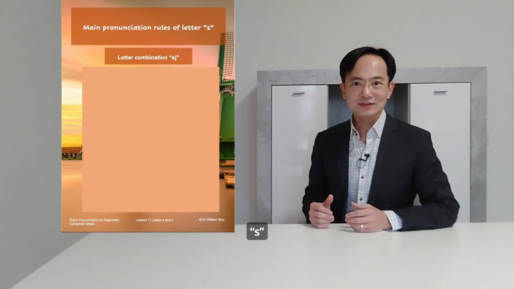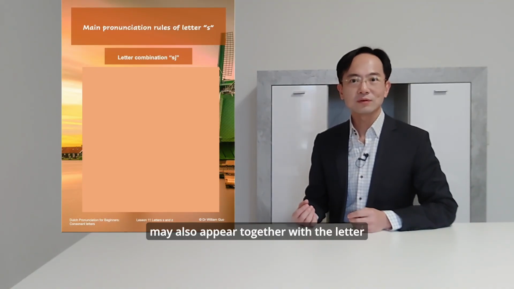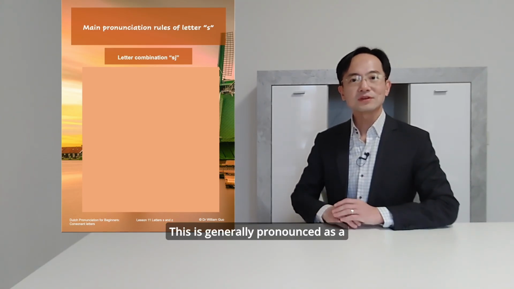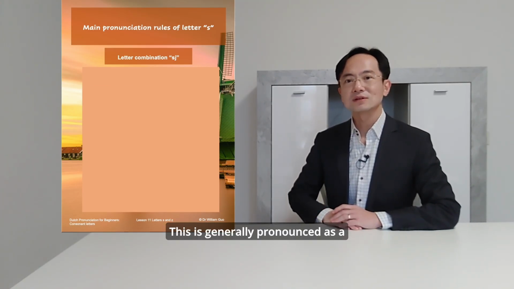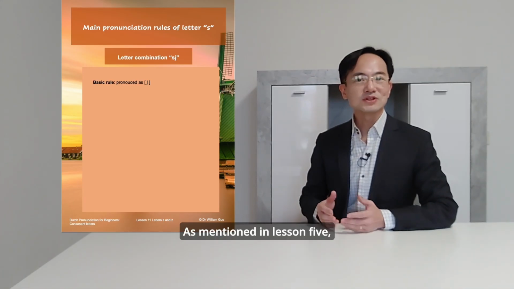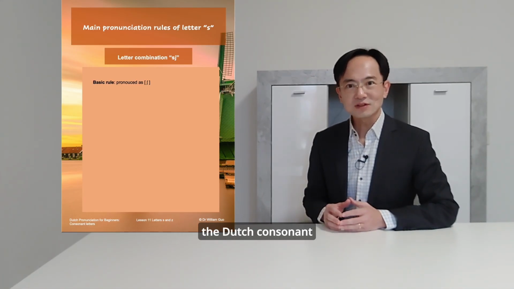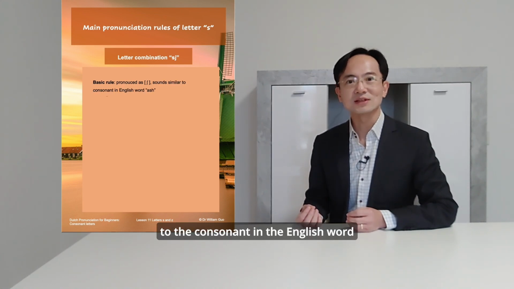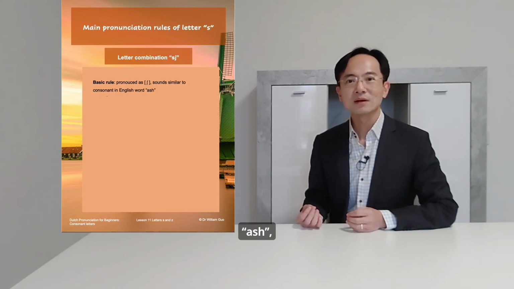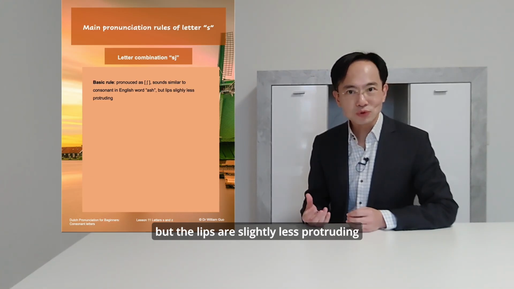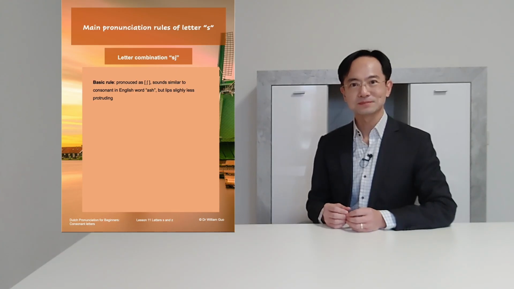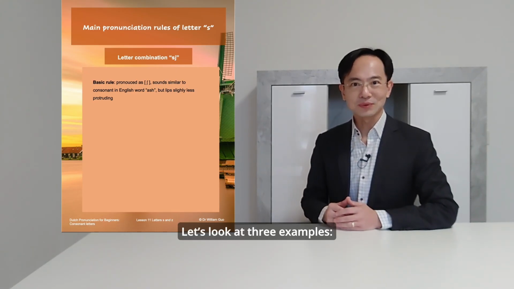The letter S may also appear together with the letter J to form a letter combination. This is generally pronounced as sh. As mentioned in lesson 5, the Dutch consonant sh sounds similar to the consonant in the English word ash, but the lips are slightly less protruding when the Dutch consonant sh is pronounced. Let's look at 3 examples.